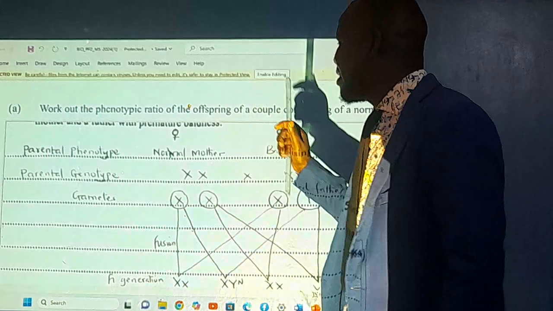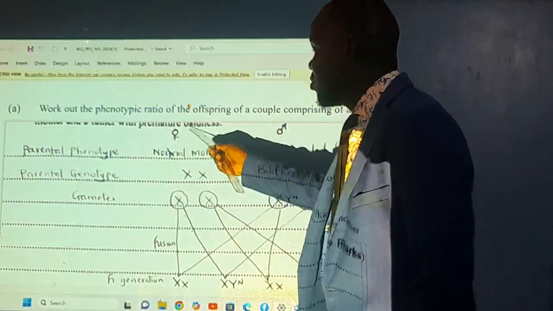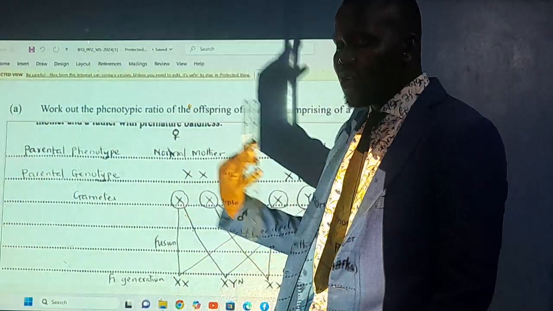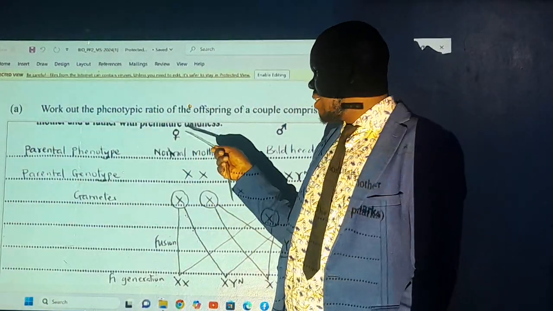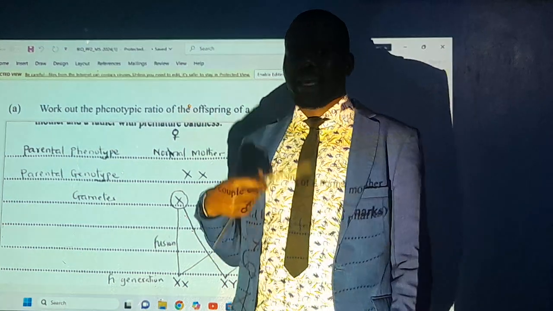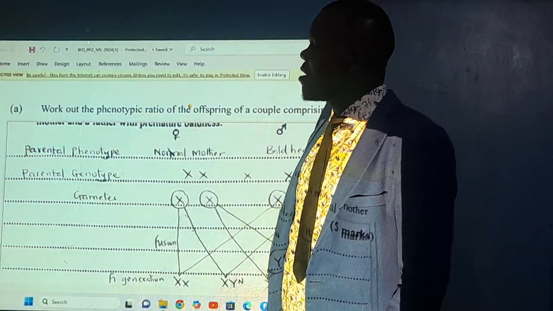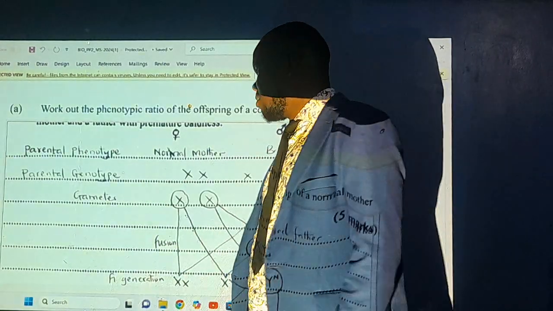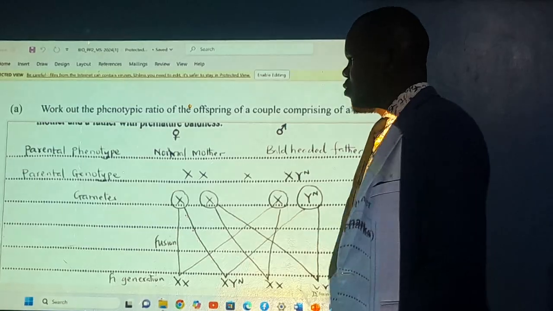And this gene for premature baldness is linked to Y, so the man is the one who controls it. The man can either be premature bald or normal. And we're speaking about premature baldness, not just baldness. Most people get baldness in old age, but premature is a young person having a bald head. So these are the rules that we should follow.